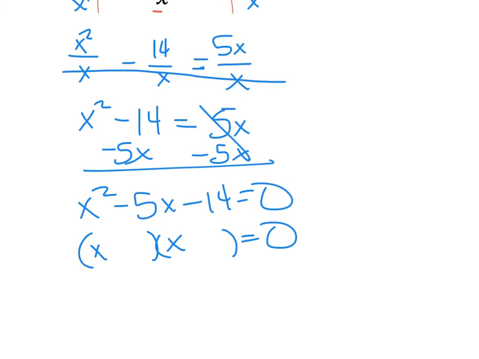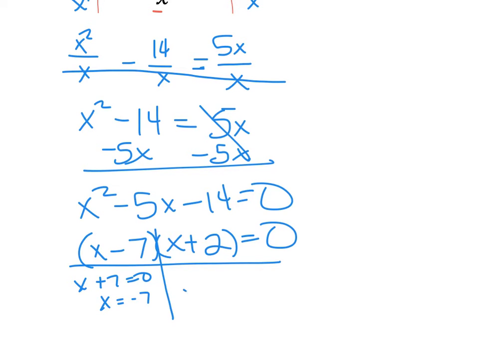Two numbers that multiply to negative 14 and add to negative 5 are negative 7 and 2. Solve each one of these. So x is 7, and x is negative 2. Then we have to go back. Final step. These are our two answers, 7 and negative 2.